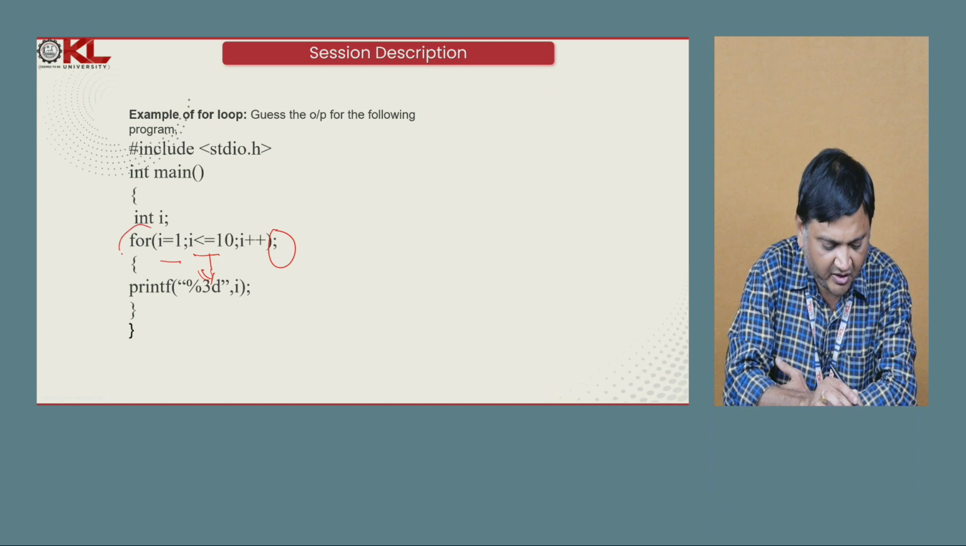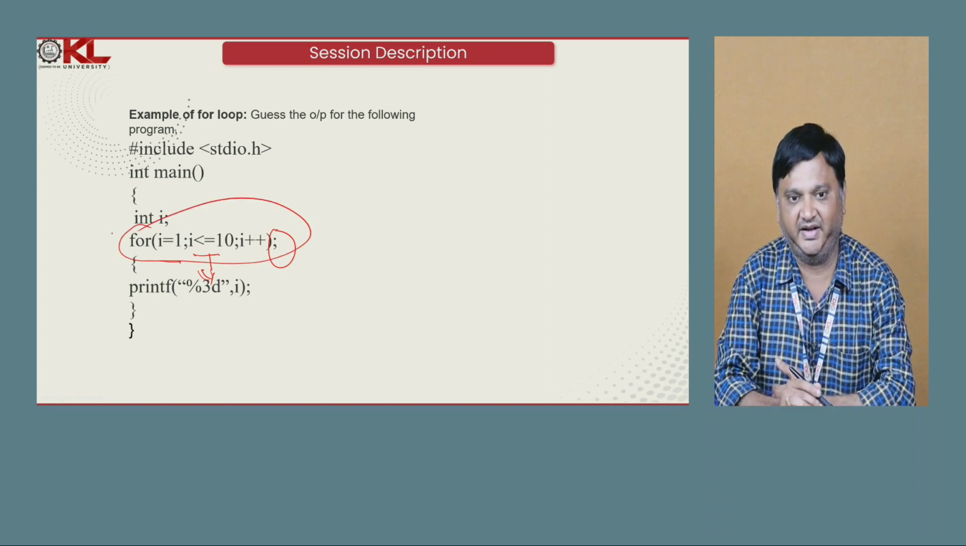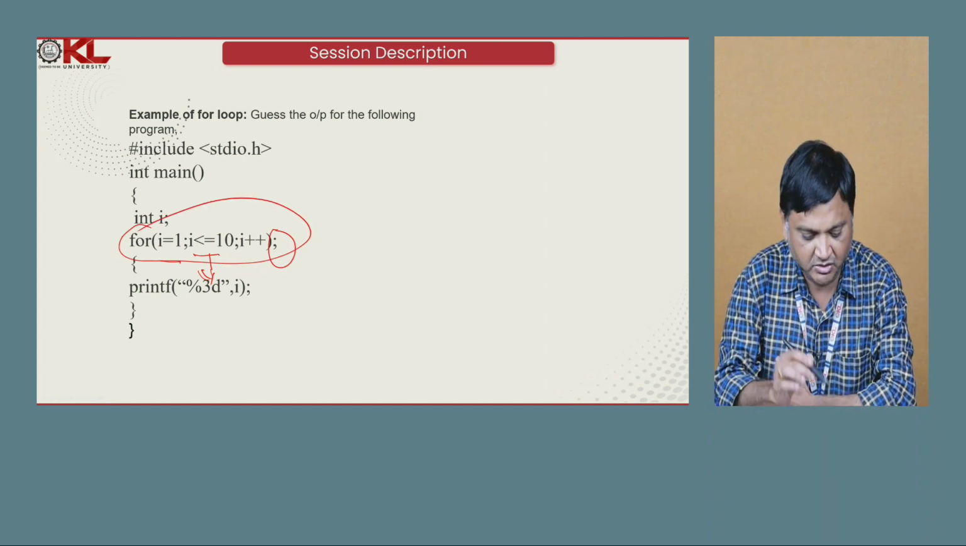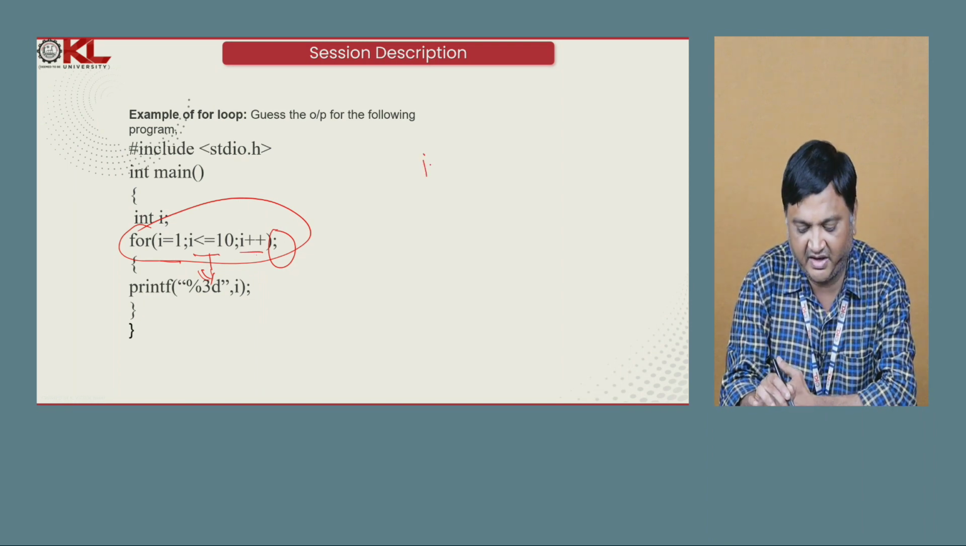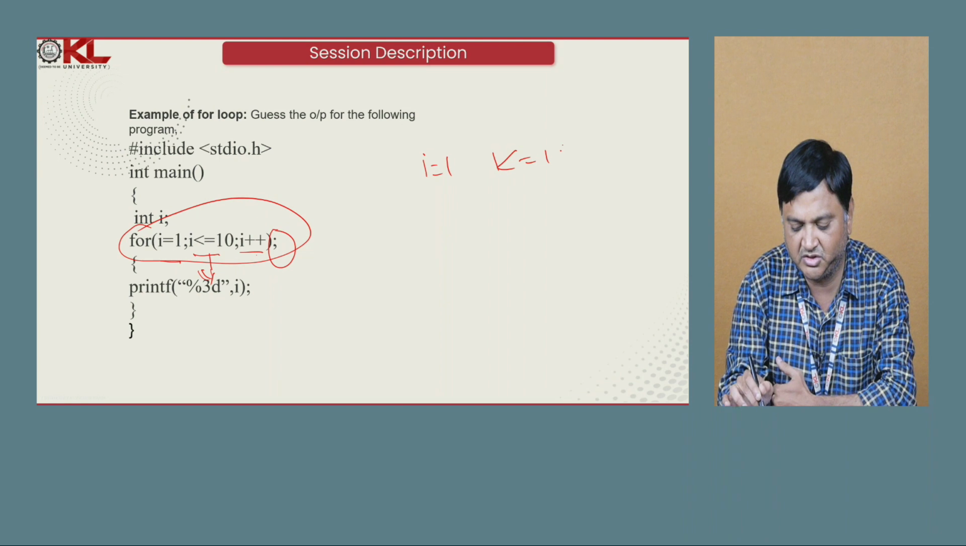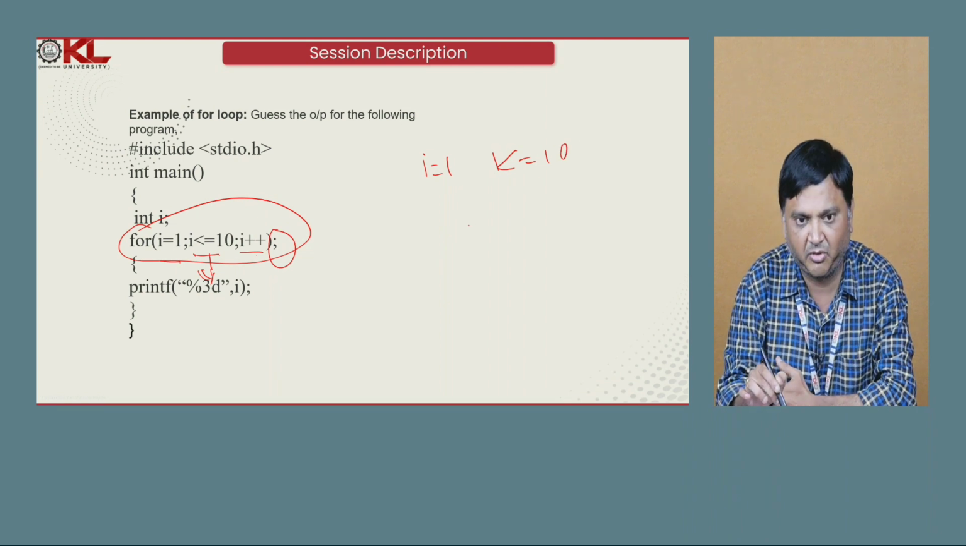again the for loop will be evaluated. It won't go into the body, so immediately i will be incremented. What is the i value? First you have taken i as 1, 1 is less than or equal to 10, yes, but it won't go to the body. Immediately it goes to i++. So in the next step i will be 2.